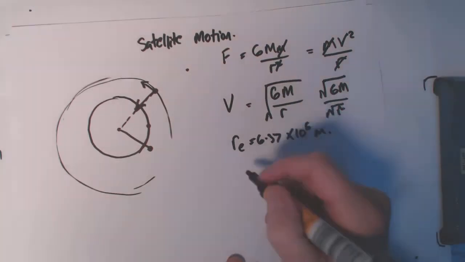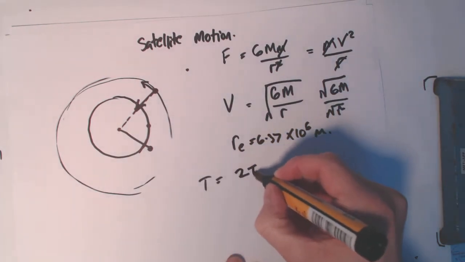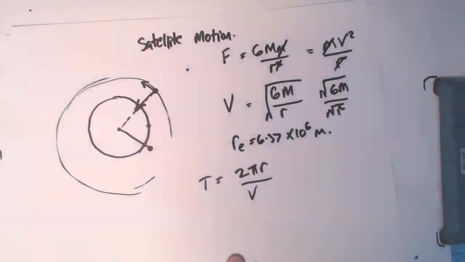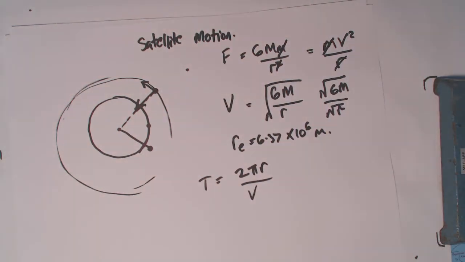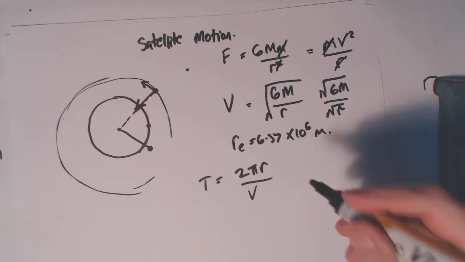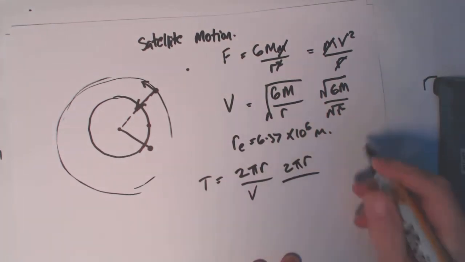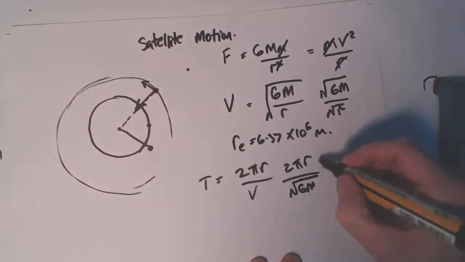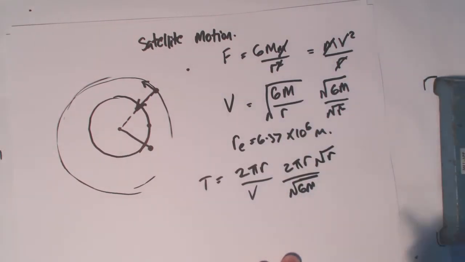So if we want the period, we have to go t equals distance, 2 pi r, all over velocity, right? Or velocity equals distance over time, so the time is equal to distance over velocity. But we just figured out a velocity, right? And we figured out that it was square root of GM over square root of r. So 2 pi r all divided by square root of GM, big G, big M, and we can put the square root of r back up here. What's r times the square root of r?